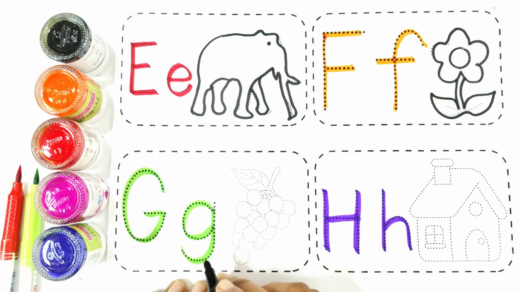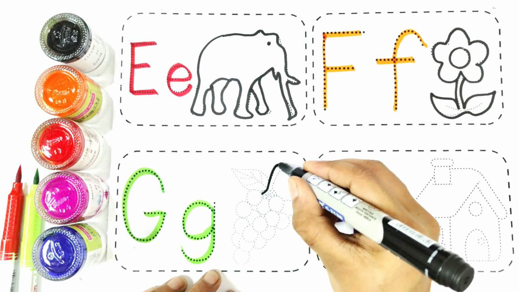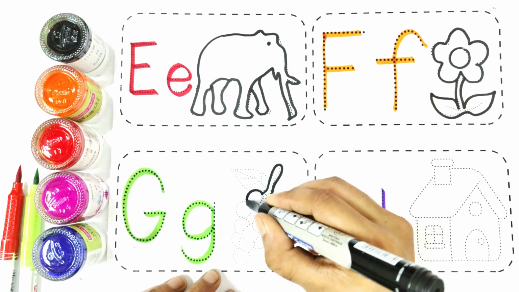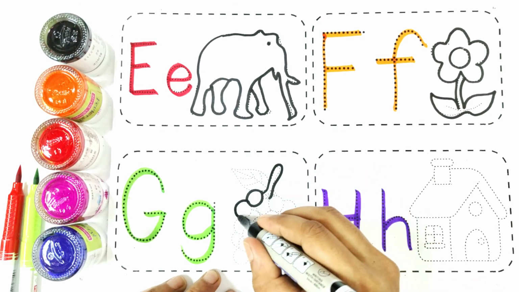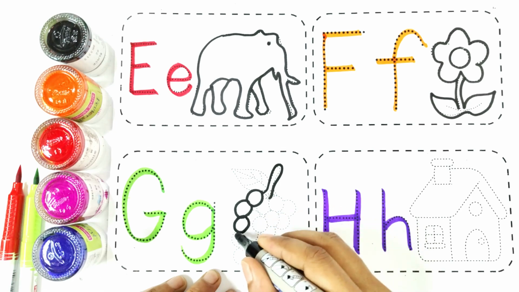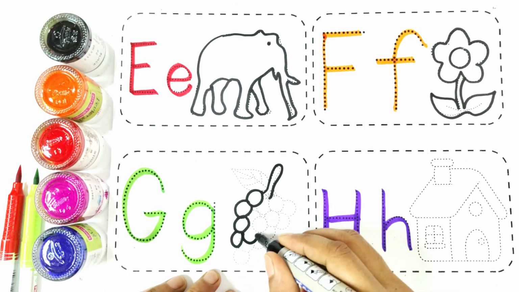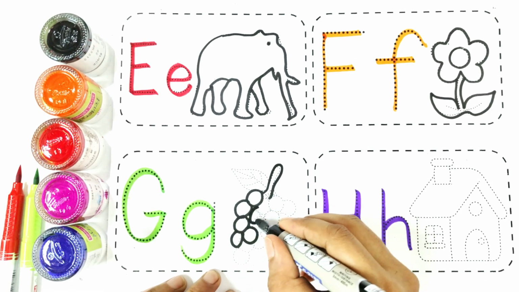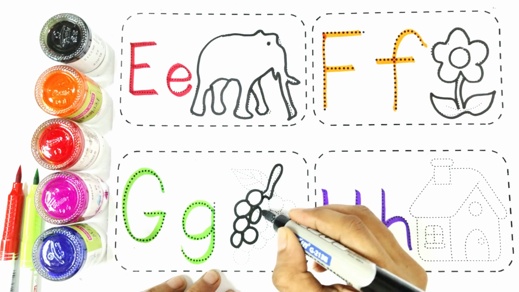G. G is for grapes. Again, say with me, G is for grapes. Draw with me grapes.